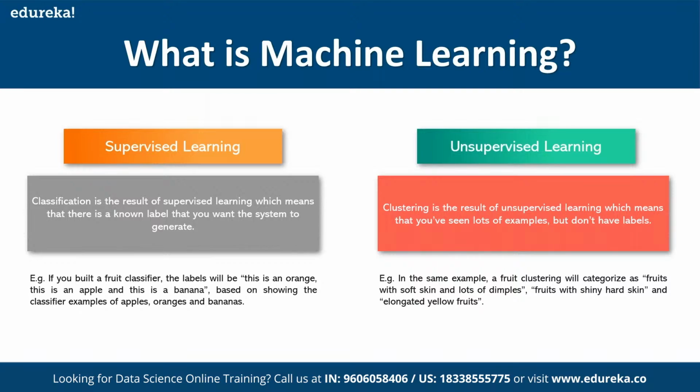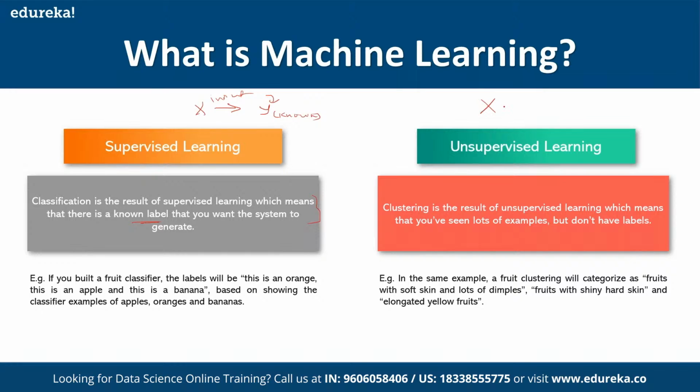So this is exactly what I have explained till now: in machine learning, there are theoretically three branches, but in general we say that machine learning consists of supervised learning and unsupervised learning. In supervised learning, the target is labeled, or the features are labeled. Classification is the result of supervised learning, which means there is a known label that you want the system to generate. So X converting to Y is known here. You know exactly what you want to predict from your input.